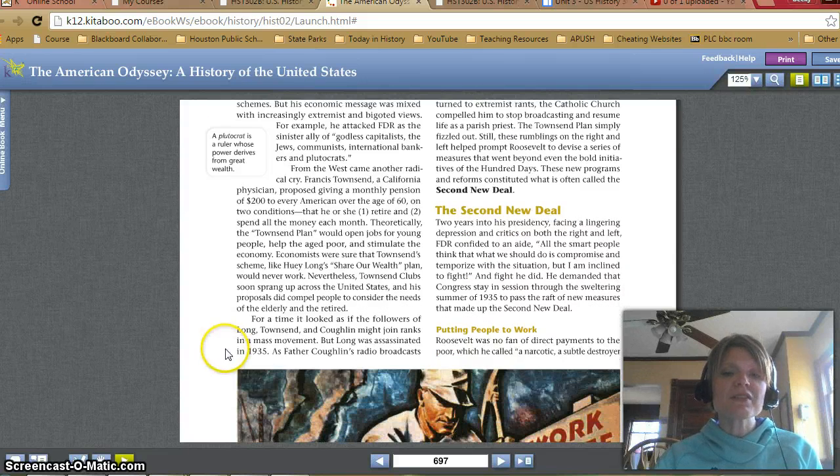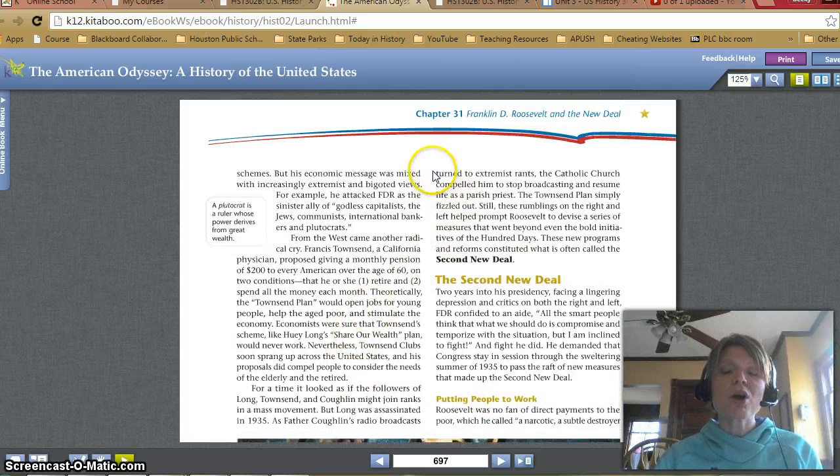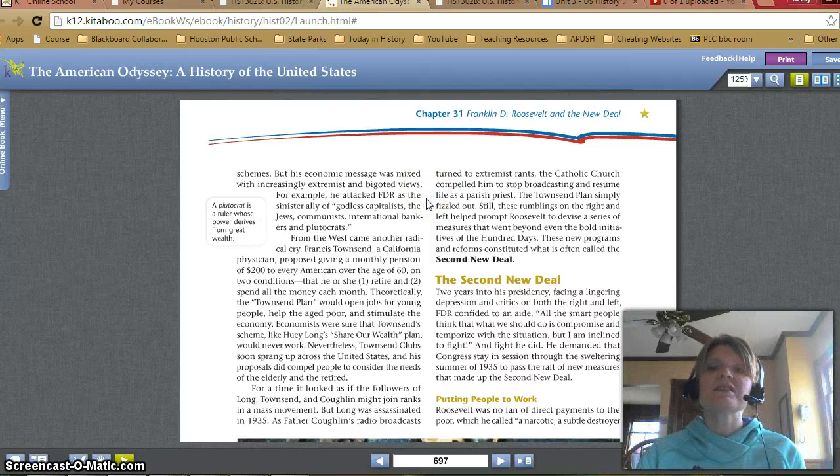For a long time it looked as if the followers of Long, Townsend, and Coughlin might join ranks in a mass movement. But Long was assassinated in 1935. As Father Coughlin's radio broadcast turned to extremist rants, the Catholic Church compelled him to stop broadcasting and resume life as a parish priest. The Townsend plan simply fizzled out. Still, these rumblings on the right and left helped prompt Roosevelt to devise a new series of measures that went beyond even the bold initiatives of the 100 Days. These new programs and reforms constituted what is often called the Second New Deal.